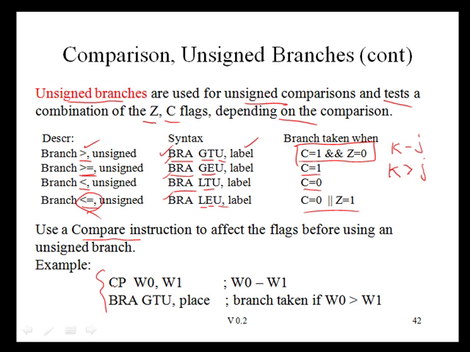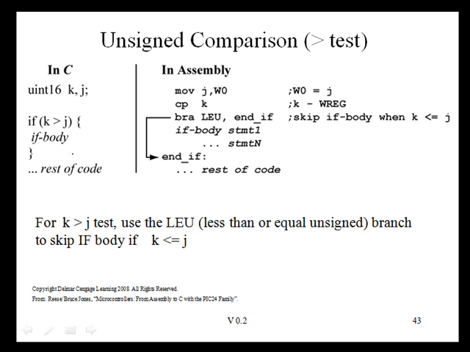This two instruction sequence illustrates how to do that. We can do a comparison of W0 to W1. This does a subtraction of W0 minus W1. This branch here is read as branch greater than unsigned to some location. This branch is going to be taken if the value in W0, the unsigned value, is greater than the unsigned value in W1.